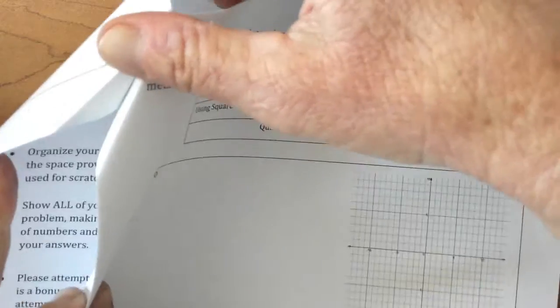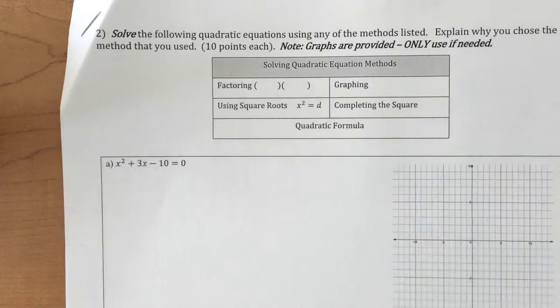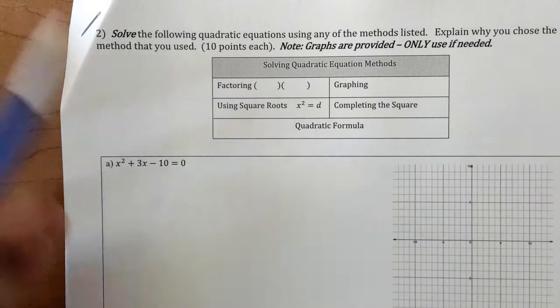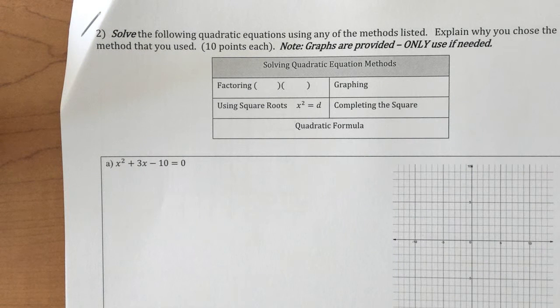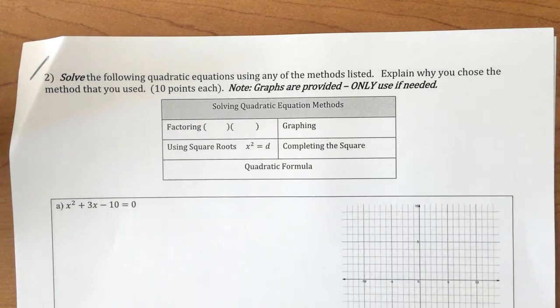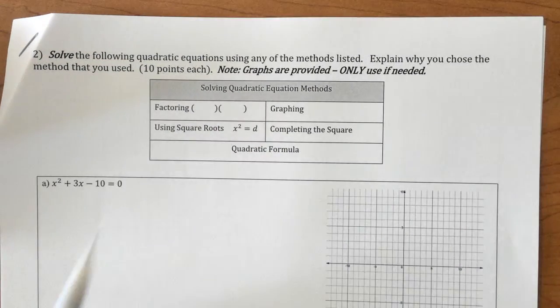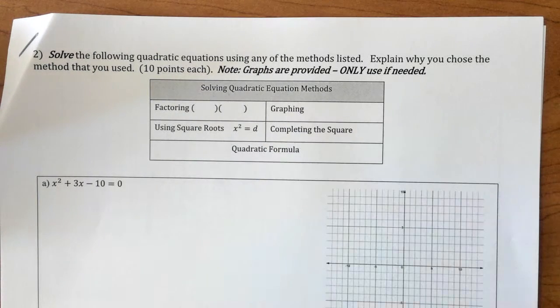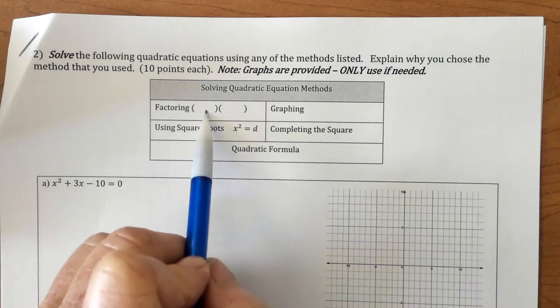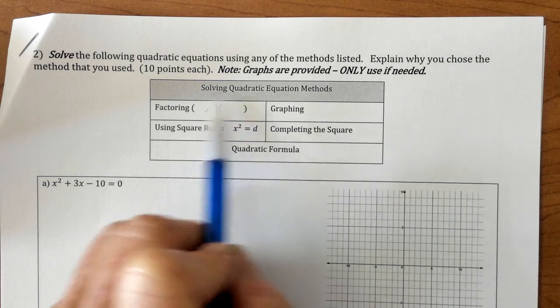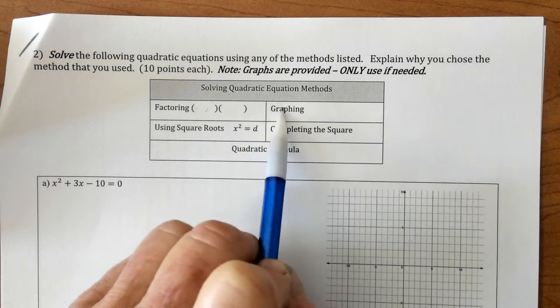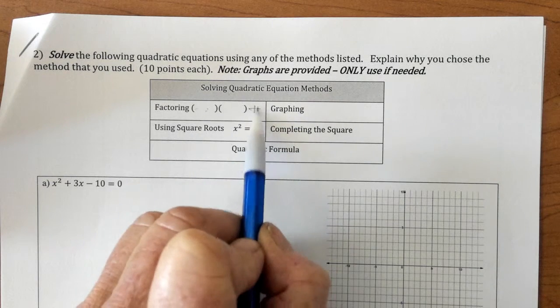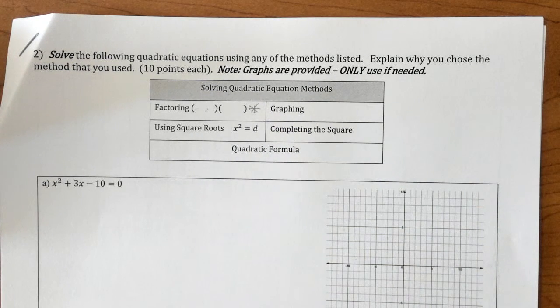For question number 2, this looks just like a question on the test, and it's basically asking you to solve. You've got, I believe, 4 equations to solve, and each question is going to be worth 10 points. So I want to review that these are the ways we learned how to solve quadratic equations. I can factor, and please remember that factoring is part of graphing. This is my go-to method first. I always look to see if I can factor.